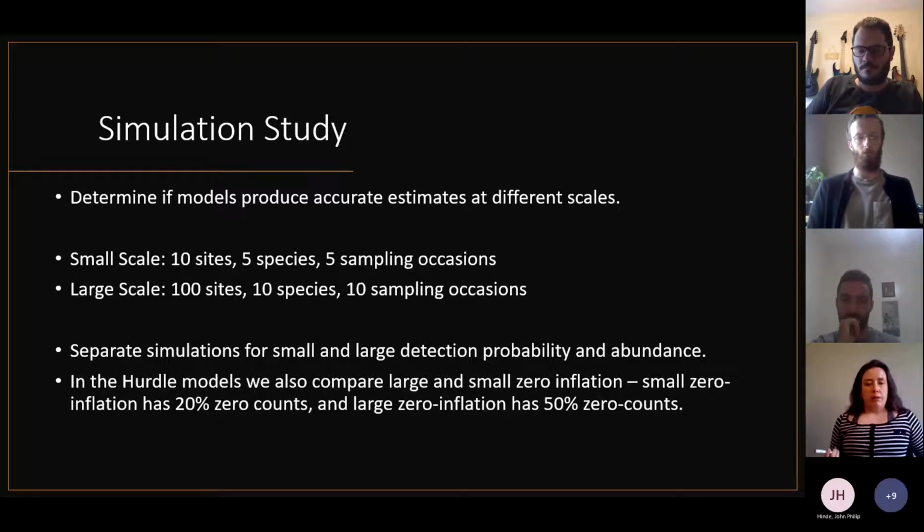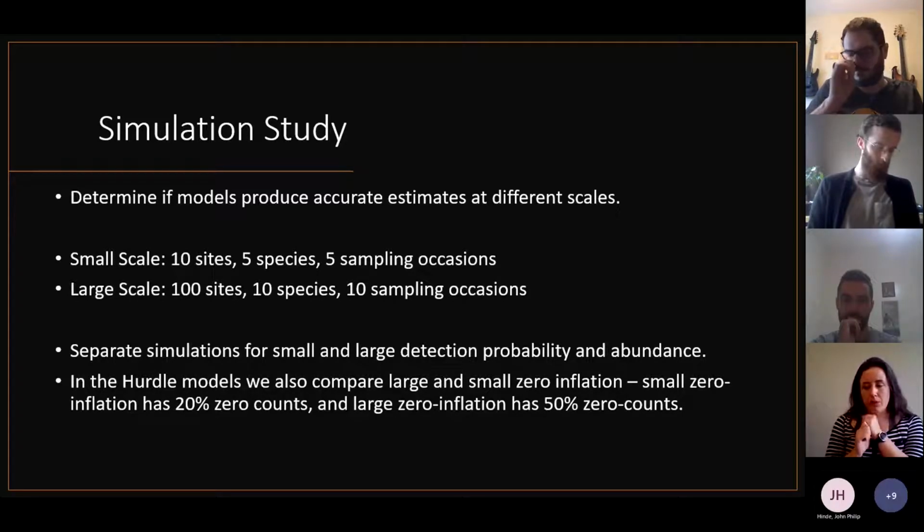For each of these situations, we produced 100 data sets. So we ended up with a simulation study that contained around 4,000 data sets.